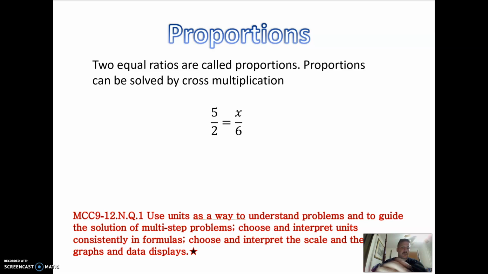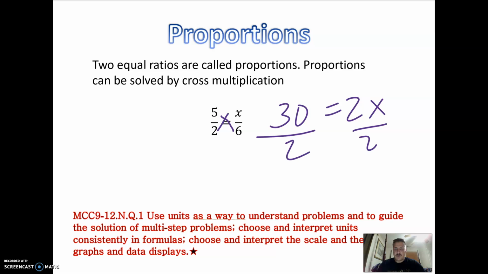We also talked about proportions and how to solve them. To solve a proportion, all we do is we cross multiply. So top times bottom, and then the bottom times the top. And then we just solve it like a regular equation. Divide by 2, we get 15.